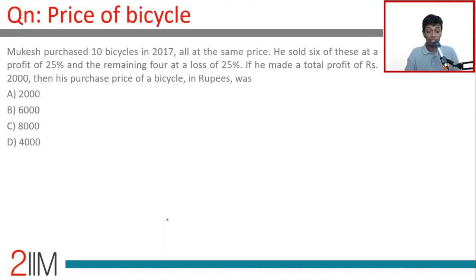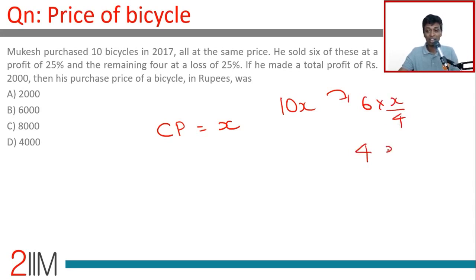Mukesh purchased 10 bicycles in 2017, all at the same price. Same price, say CP equal to X. He sold 6 of these at a profit of 25%. So his total cost price is 10x. For 6 of them, he makes a profit of X by 4 each. Remaining 4, he makes a loss of 25%, X by 4 each. We made a total profit of rupees 2000.